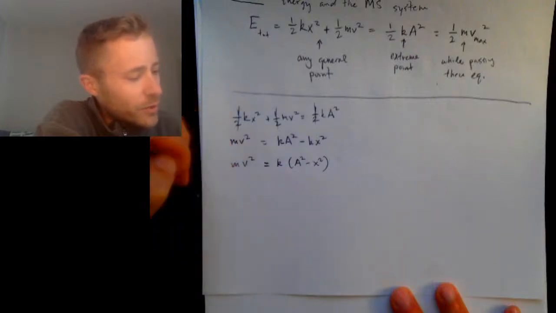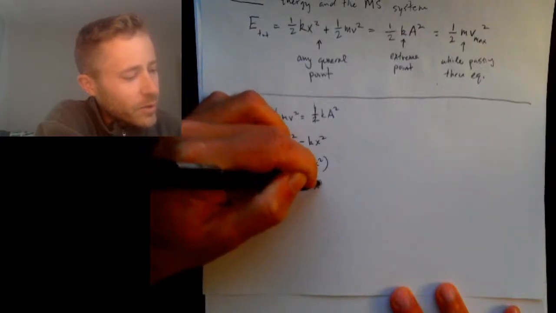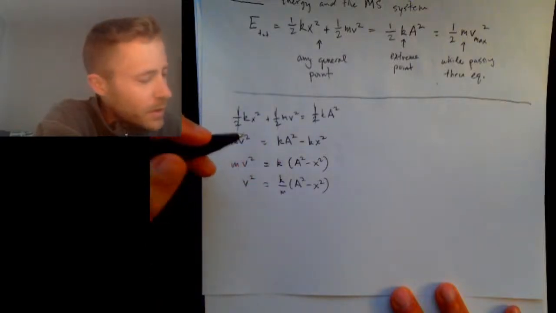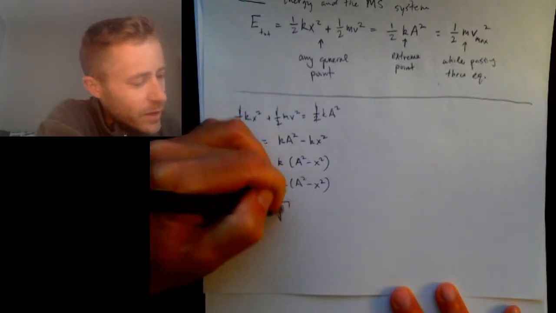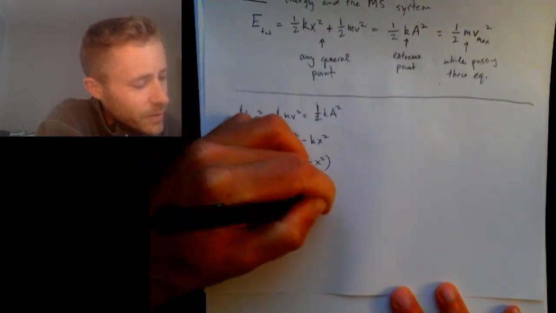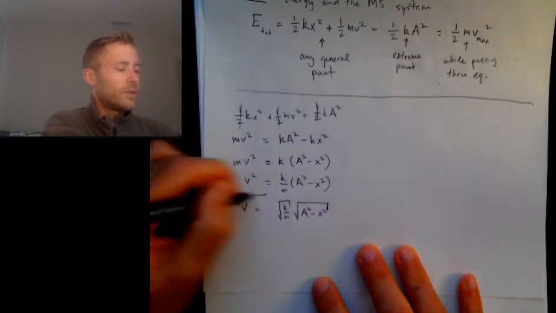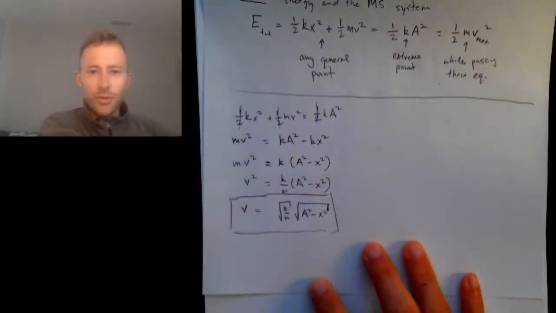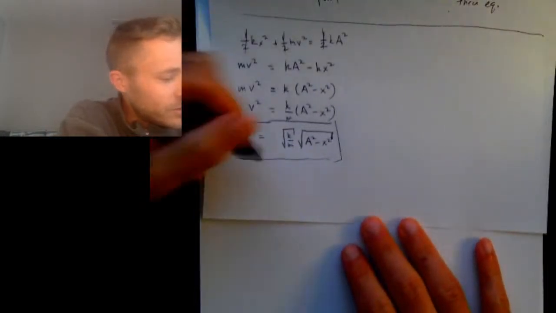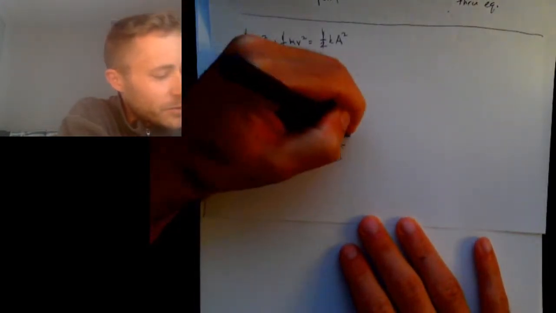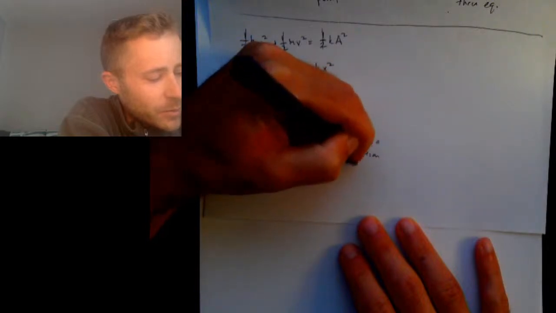Then I'm going to divide both sides by m. So I have v squared equals k over m times the quantity a squared minus x squared. Then I take the square root, and I get v equals square root of k over m times square root of a squared minus x squared. So this is the first equation that I want you to have for today's lesson. Basically what this equation does is it gives speed as a function of position.